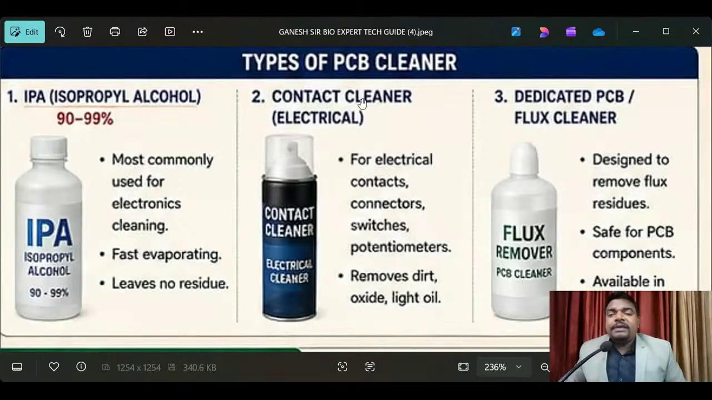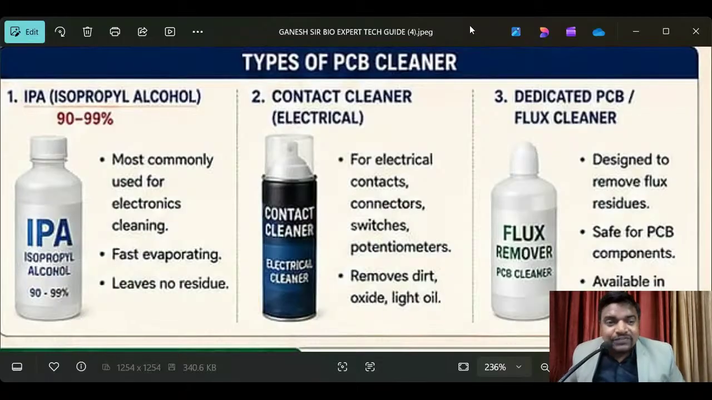So, types of PCB cleaner. First, see here. For your understanding, if possible, take a picture, because in your work area these are very, very important. You have to get them. If you are a biomedical engineer, definitely these are very important, and try to get them in your work area. You can also give the recommendation. If you are working in a hospital, you have to ask the hospital management, yes, we need this. They will definitely provide it, because by using this we can protect lakhs of money.